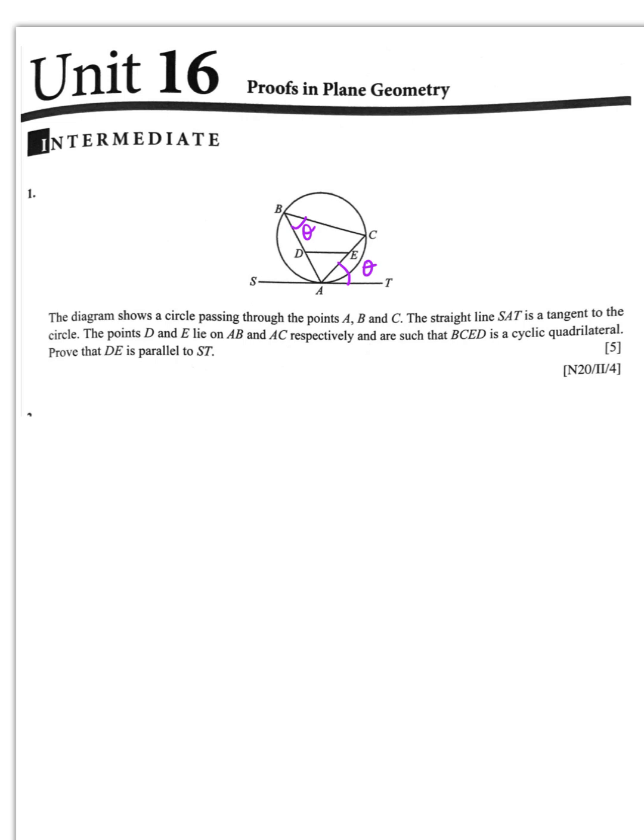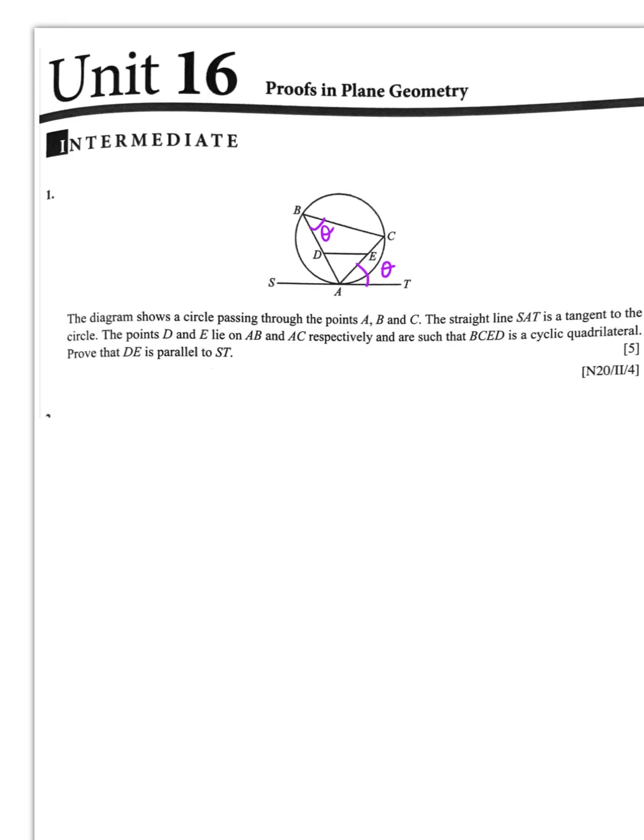When they say cyclic quadrilateral, again, you need to be alerted to the properties of a cyclic quadrilateral. You'll be wondering why the quadrilateral is hanging in the circle. Because the cyclic quadrilateral is actually in another circle. They won't tell you. So prove that DE is parallel to ST. Essentially, you need to prove that angle DEA is also equal to theta.